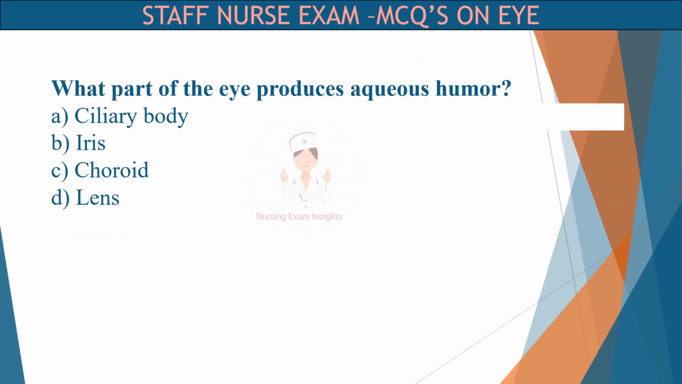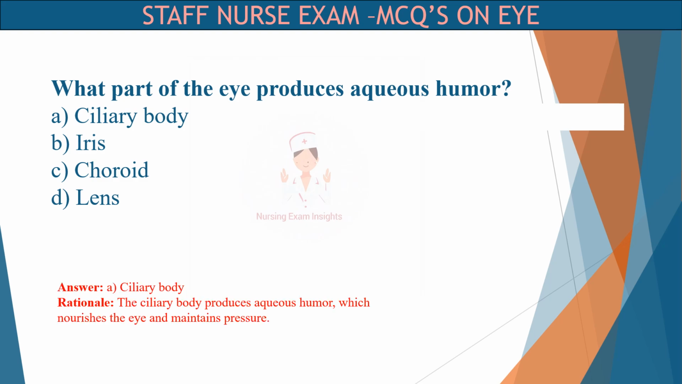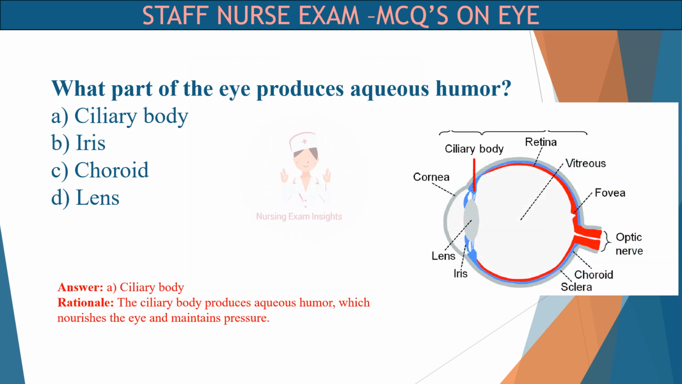What part of the eye produces aqueous humor? A. Ciliary body, B. Iris, C. Choroid, D. Lens. The right answer is A. Ciliary body. The ciliary body produces aqueous humor, which nourishes the eye and maintains the pressure inside the eye.